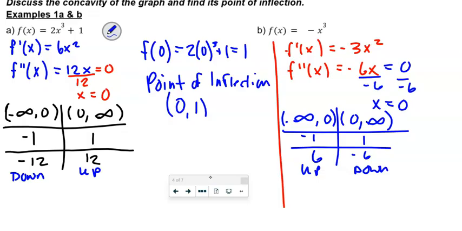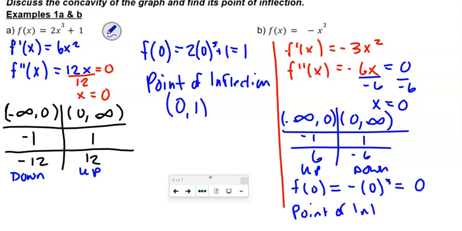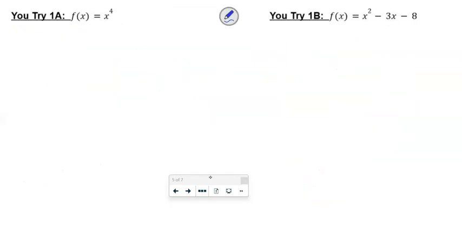So we're going to do f of 0, and that's going to be equal to negative 0 cubed, which again would be 0. So our point of inflection this time is going to be 0, 0. So go ahead and do these two on your own and come back to me when you're done.